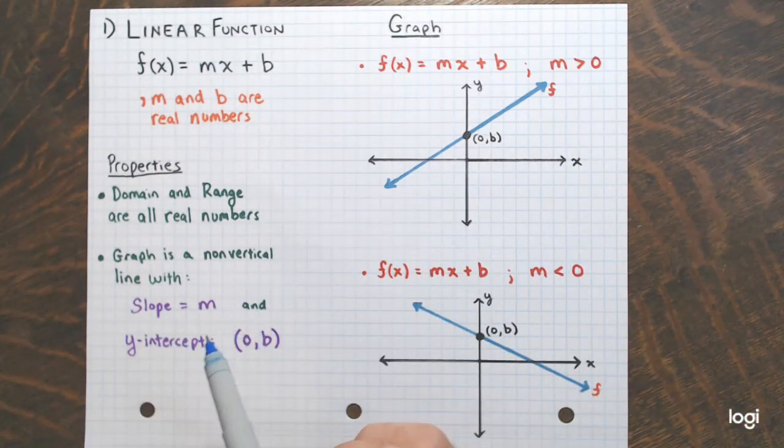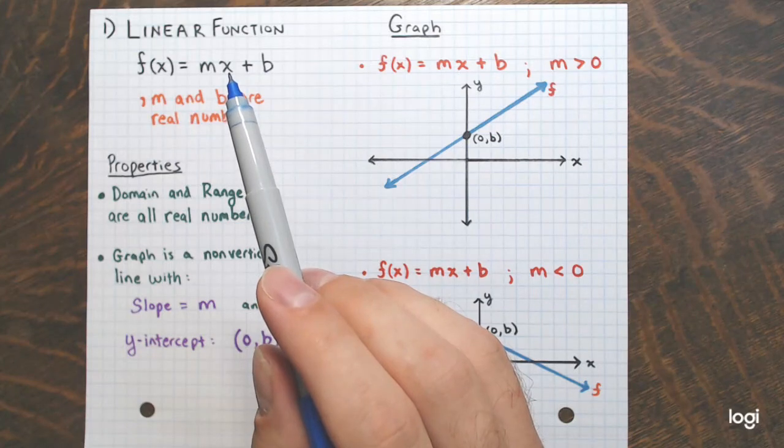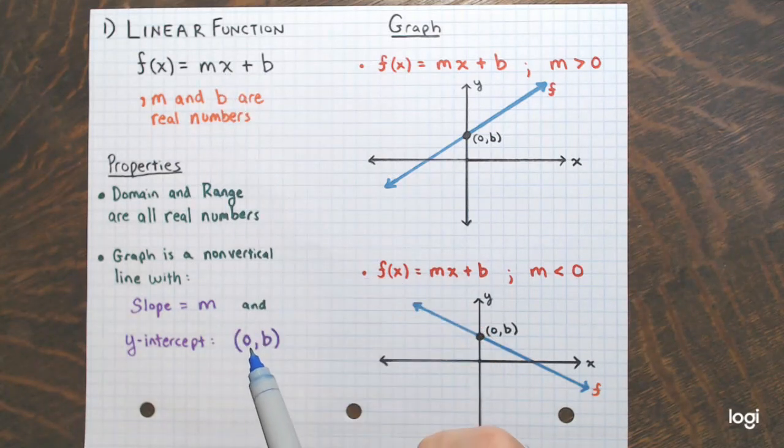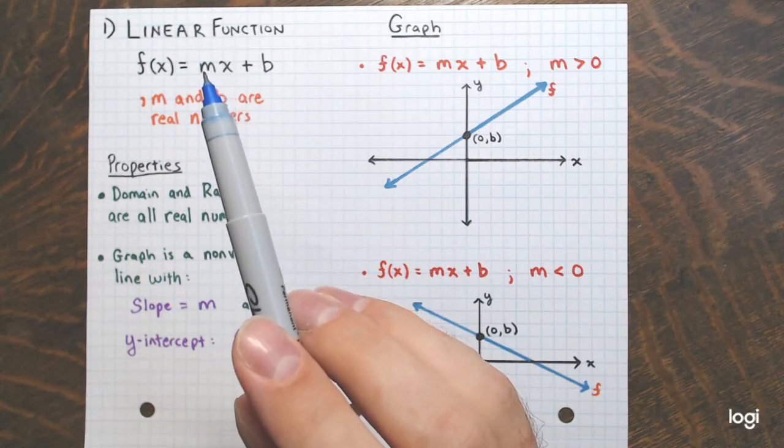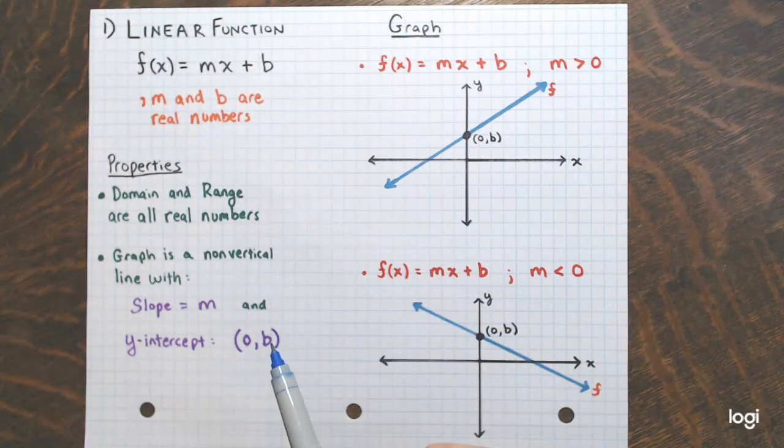Slope of m and a y-intercept of the point (0, b). An input of 0 will give me an output of b, which you can see here. If I replace x with 0, m times 0 would be 0, plus b, I get an output of b. The value of f at 0 would be b. This point is the point of the graph that's on the y-axis. That's the name, the y-intercept.